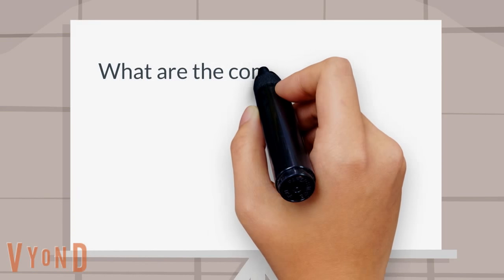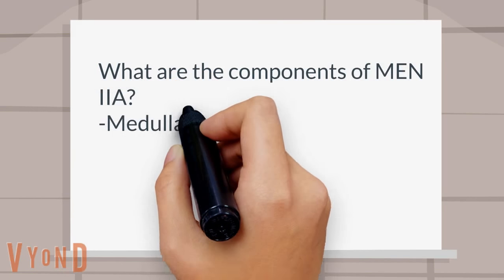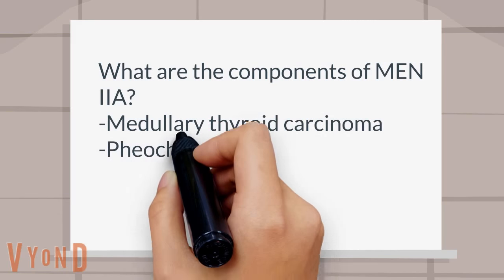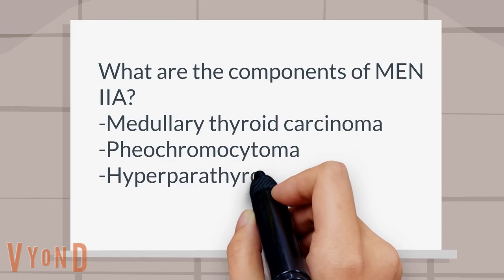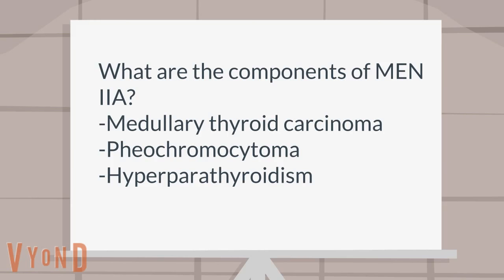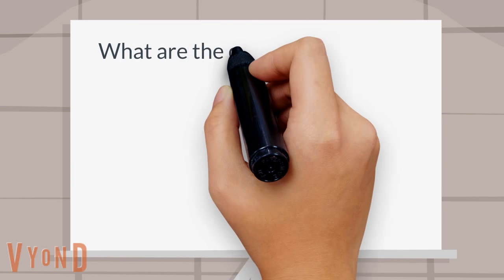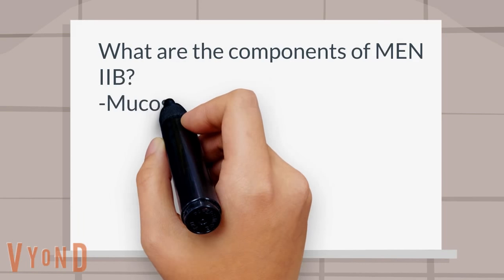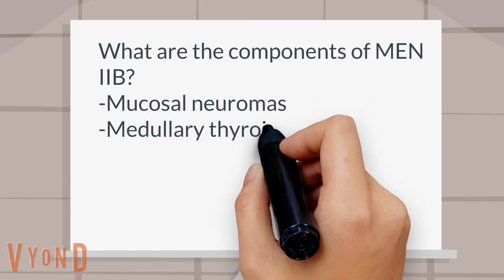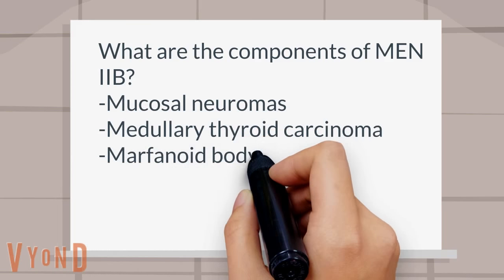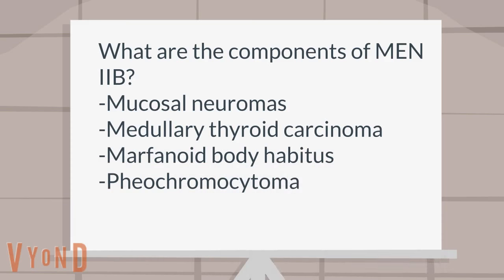What are the components of MEN2A? Medullary thyroid carcinoma, pheochromocytoma, and hyperparathyroidism. What are the components of MEN2B? Mucosal neuromas, medullary thyroid carcinoma, marfanoid body habitus, and pheochromocytoma.